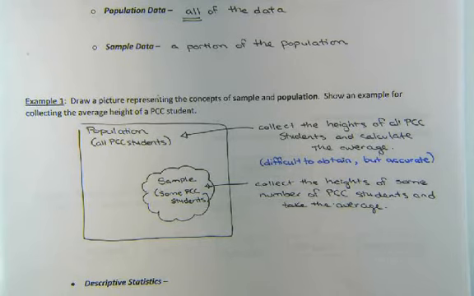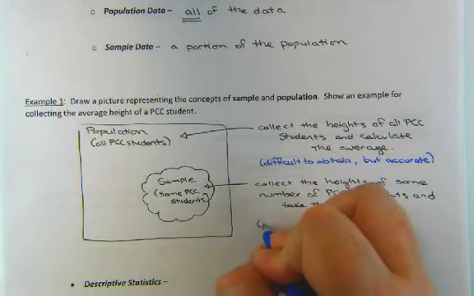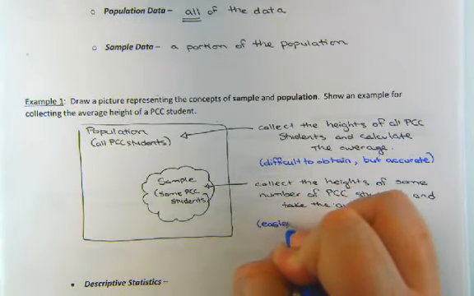So with this, it's easier to collect. If I said, don't talk to every PCC student, just talk to 50 of them, much easier to do. Much easier to email 50 students and get all of the responses than to email every single one of them. So this is easier to collect.